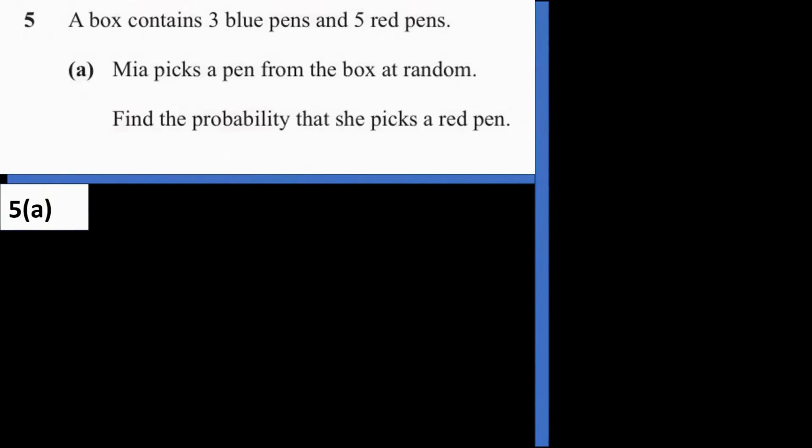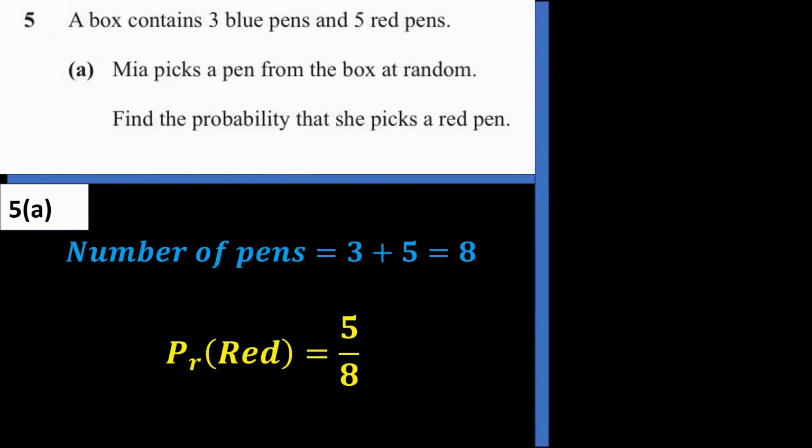We move on to question number 5. We are told that a box contains 3 blue pens and 5 red pens. Mia picks a pen from the box at random. Find the probability that she picks a red pen. So here we get the number of pens. 3 blue and 5 red, giving us a total of 8 pens. And so she picks a pen at random. We want to find the probability that it's a red pen. Out of the 8 pens, we have 5 red. So 5 out of 8, that will give us the fraction that we need, or the probability.